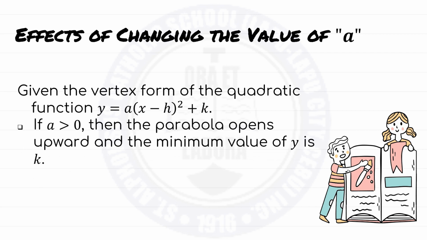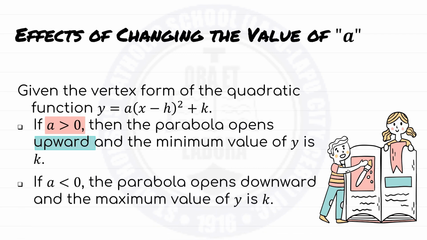the value of a is greater than 0 or if it is positive, then the parabola opens upward. Again, if the value of a is positive or greater than 0, the parabola opens upward. And the minimum value of y is k.